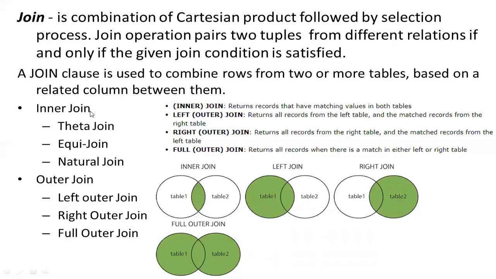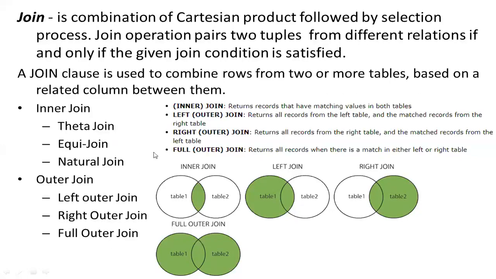So basically you can classify joins into two categories. One is inner join and another one is outer join. In the inner join, there are three subtypes: theta join, EQ join, and natural join. And in the outer join, we'll be studying left outer join, right outer join, and full outer join. These are the basic types of joins available.